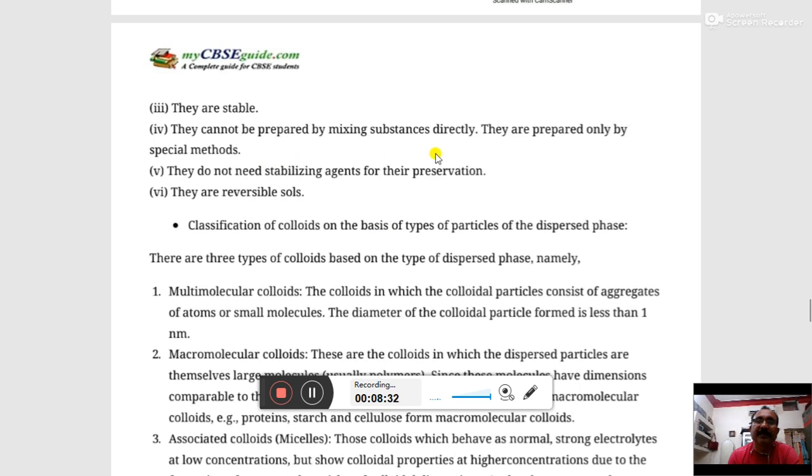They cannot be prepared by mixing substances directly. They are prepared only by special methods, and they do not need any stabilizing agent for their preservation, and they are reversible sols, just like when you prepare a solution of gum. Those are the classifications of the solution according to attraction force. Next slide, we will prepare the classification of colloidal solutions on the basis of the type of particles of the dispersed phase. Thank you.